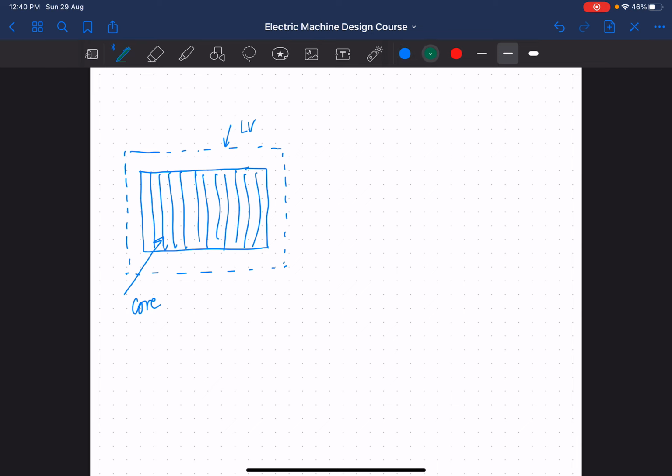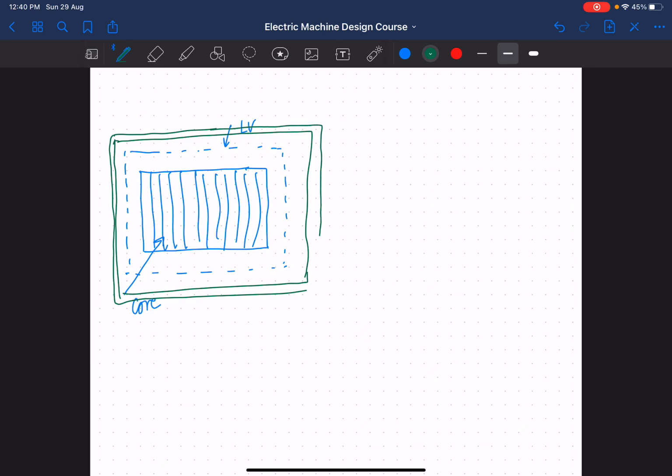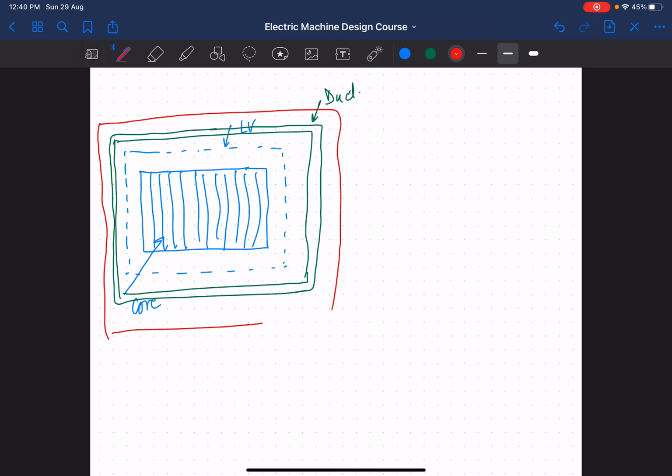You have a duct on the outside. I'll show this duct as a two-layered duct. Let's call it the duct. And then you have the HV winding on the outside. This is a sort of a top view of the winding of the rectangular core.